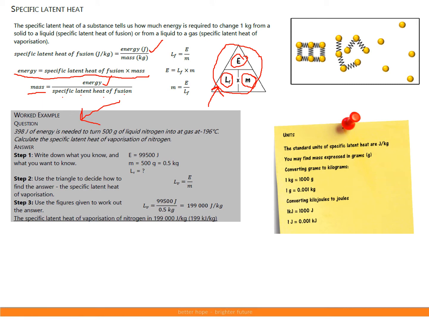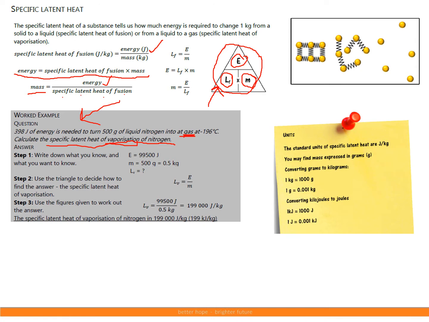Now the question says 398 joules of energy is needed to turn 500 grams of liquid nitrogen into a gas of minus 196 degrees Celsius. Calculate the specific latent heat of vaporization of nitrogen, okay? Now, notice instead of the specific latent heat of fusion, they are talking about vaporization because we are talking about converting to a gas, okay? So step one, write down what you know and what you want to know.